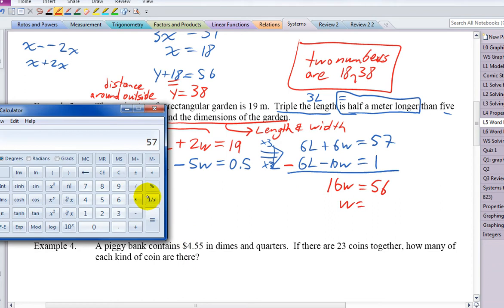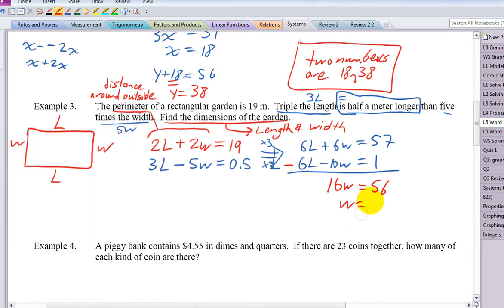Then go to your calculator. 56 divided by 16. The answer is 3.5. Does it make sense to have a decimal for a measurement of length or width? It does. Okay, so let's use that. Okay, go ahead, find your length. I'm going to use the top equation. And I'll substitute my W in.